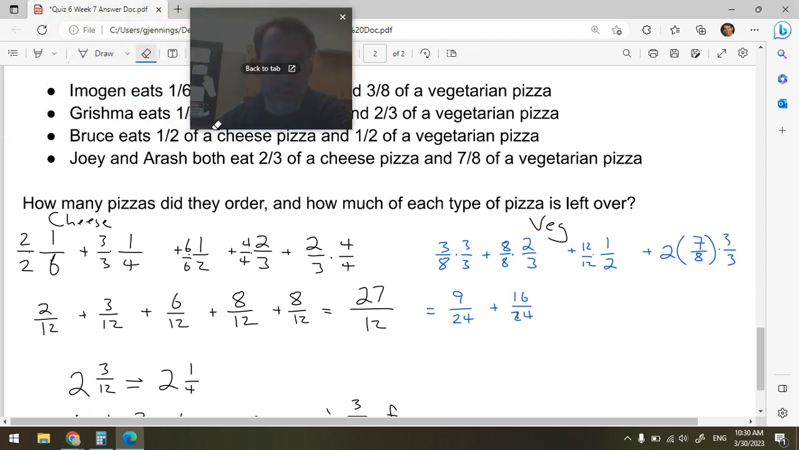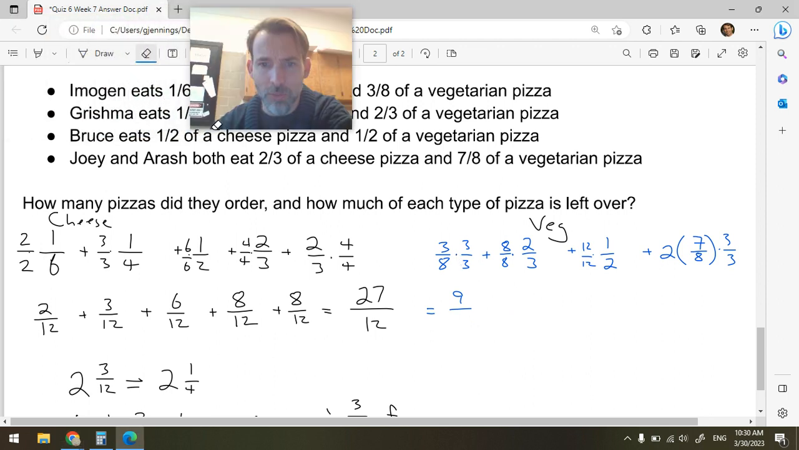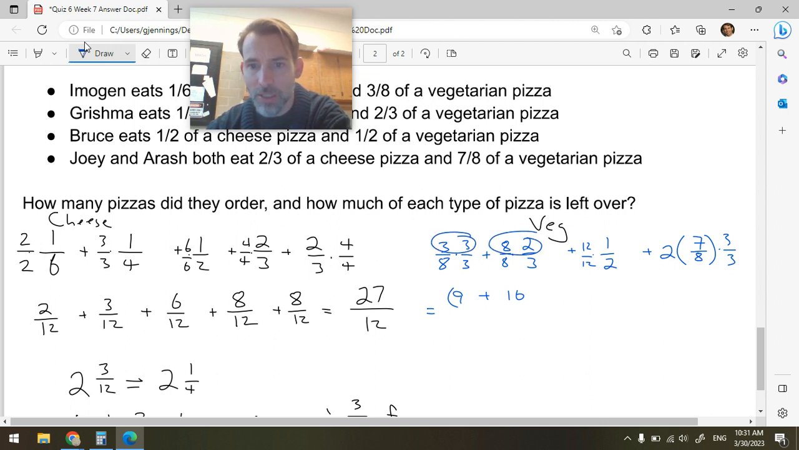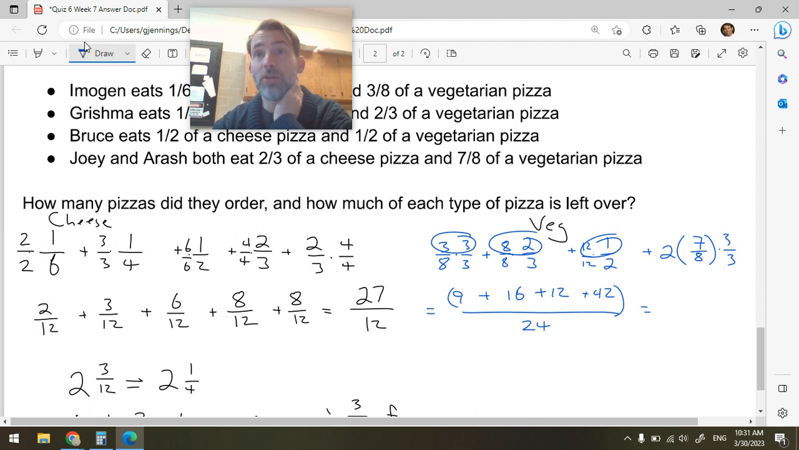You want it slightly slicker? Let's go slightly slicker, all right? Slightly slicker is not to start your work and then redo it, but I'm going to show you a better way. 9 plus 16, I'm just doing these numbers here. 9, 8 times 2 is 16, 12 times 1 is 12, and 2 times 7 times 3 is 42. All over 24. All right, that's fine. And that will equal 9 plus 16 is 25, plus 12 is 37, plus 42 is 79. 79/24.